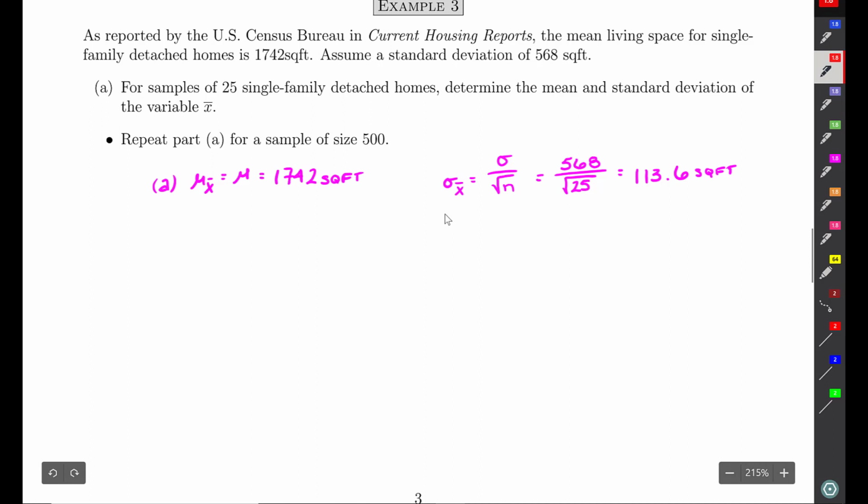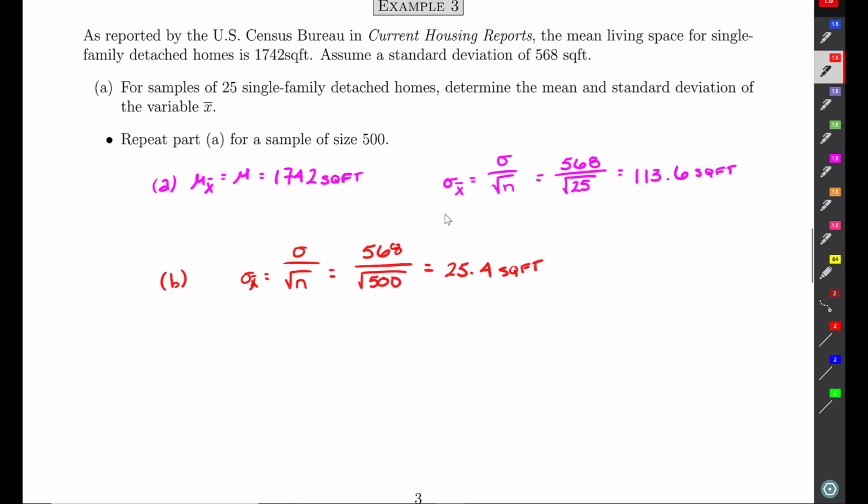And then for Part B, which somehow I've managed to label with a bullet instead of calling it Part B, it says repeat Part A for a sample size of 500. Well, we don't need to repeat the mean of the sample mean because we already know it's 1,742 square feet. The only thing we have to recalculate is sigma sub x bar. And again, I'll just write it down here, sigma over the square root of n is equal to 568 over the square root of 500. Again, type that in our calculator, and we get 25.4 square feet.